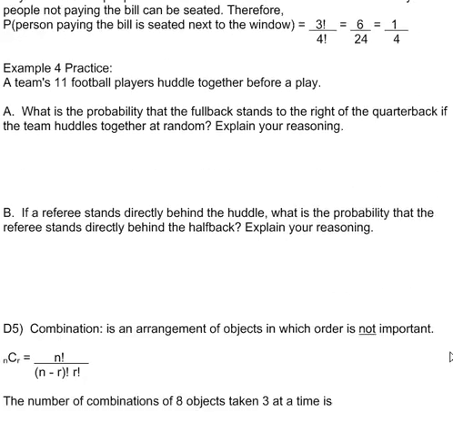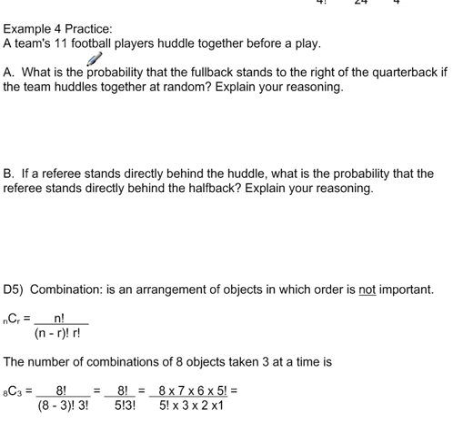All right, so example 4, this one is yours. If we have a team's 11 football players huddled together before a play, what is the probability that the fullback stands to the right of the quarterback if the team huddles together at random, and explain your answer? Okay, now, that the fullback stands to the right of the quarterback, this is not really a position, because the team is just huddled at random. They huddle together at random, so they don't get in a certain place. They might be there this time, they might not be there the next time.